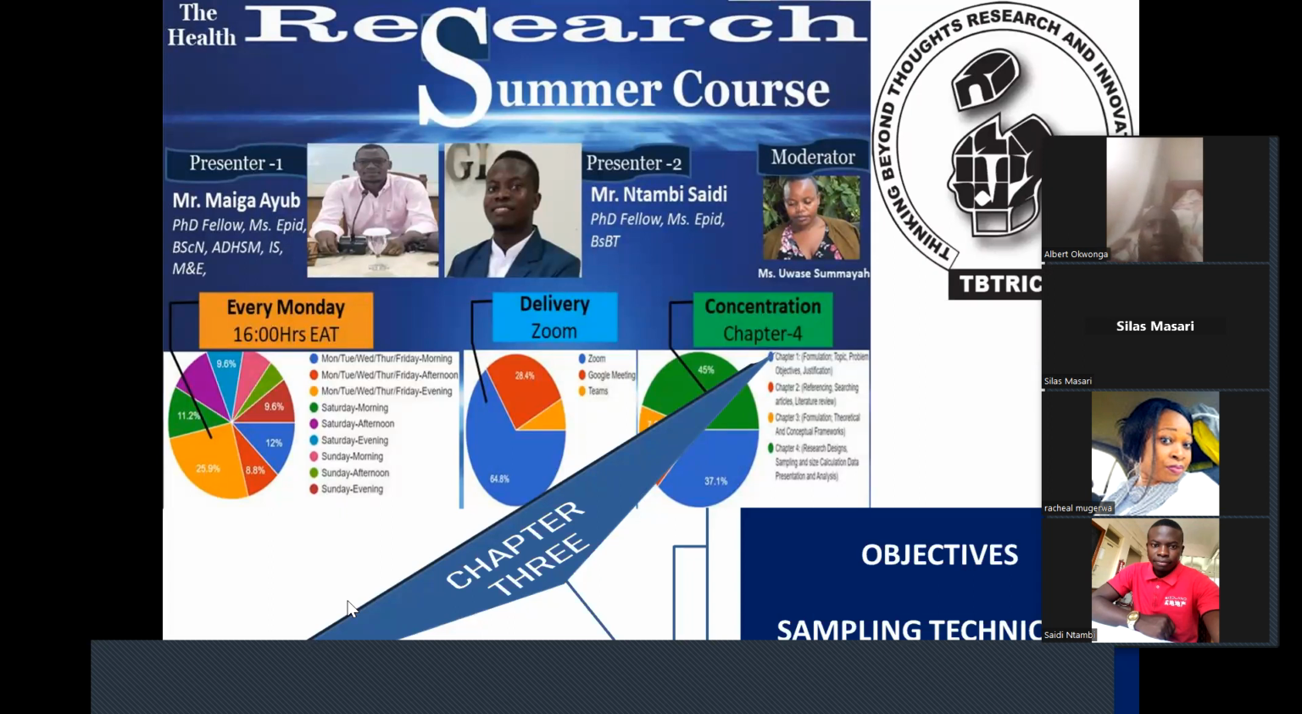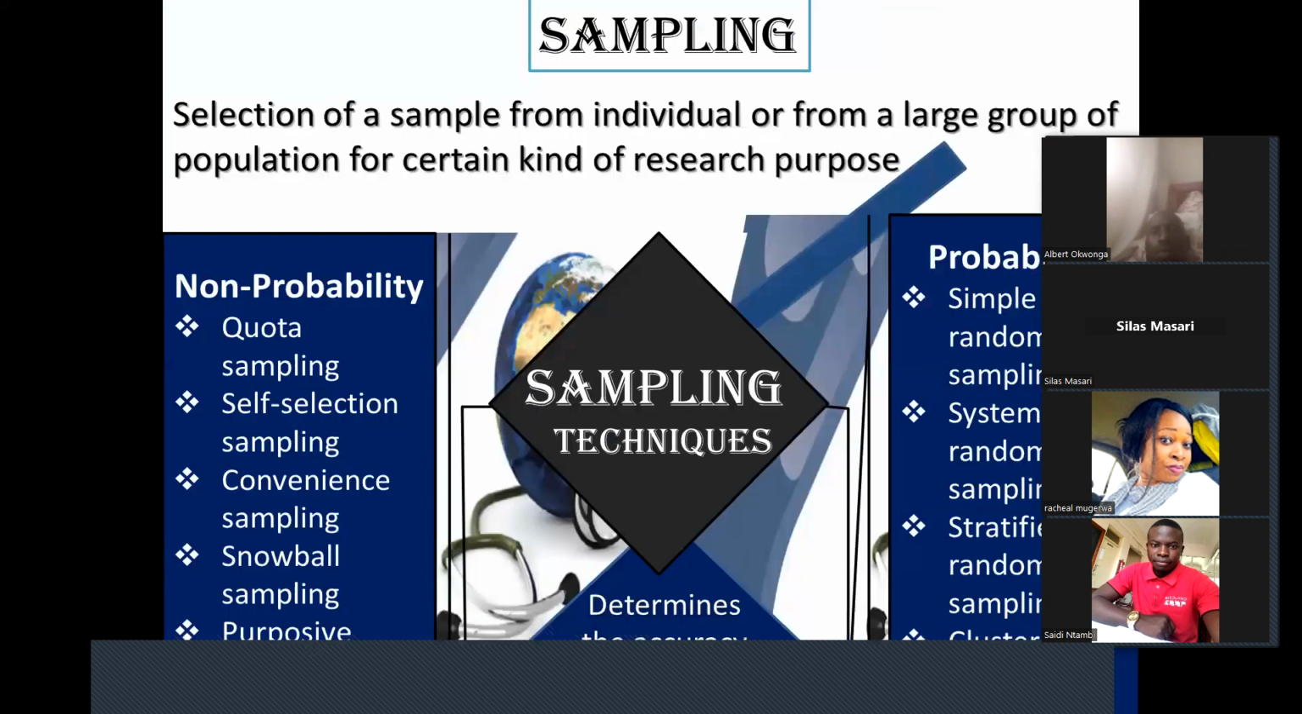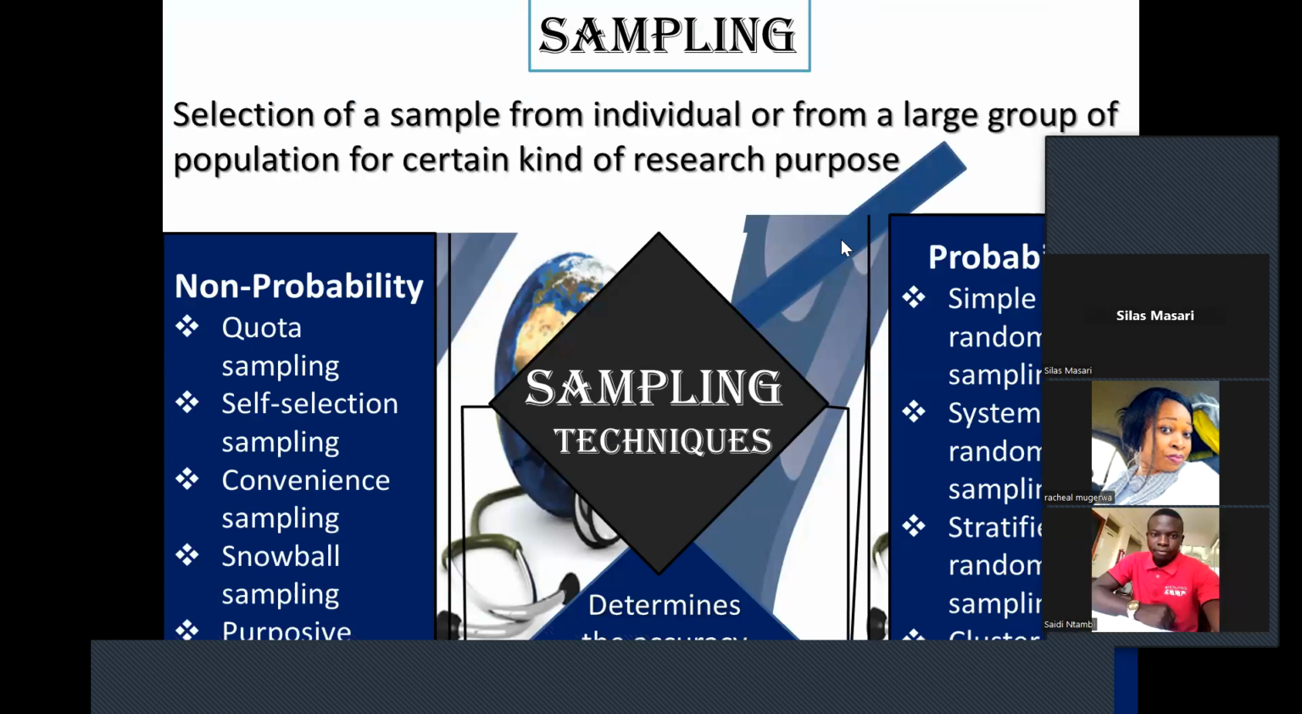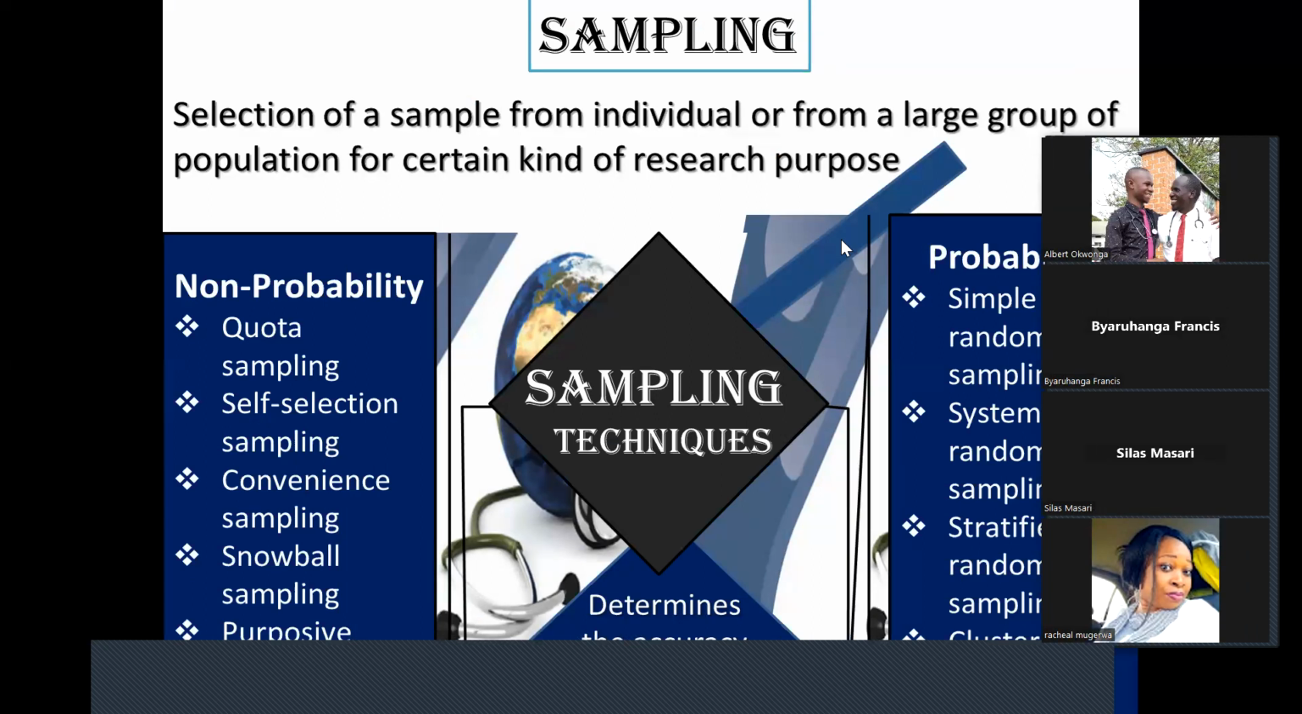How do you pick participants from a population into your study? So sampling is a selection of a sample group, a small group of people that you can study from a huge population, basing on your research purpose. If your research is tackling pregnant mothers, then how do you pick a sample from maybe mothers attending antenatal? Because you may not really need to do research on all of them, okay? So sampling techniques are based on either probability or non-probability, okay?